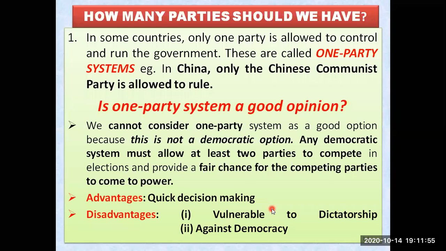And the other disadvantage is that it is against democracy. That is the point we have discussed also in this one party system.